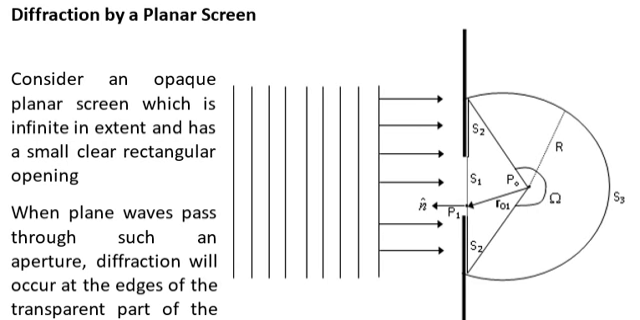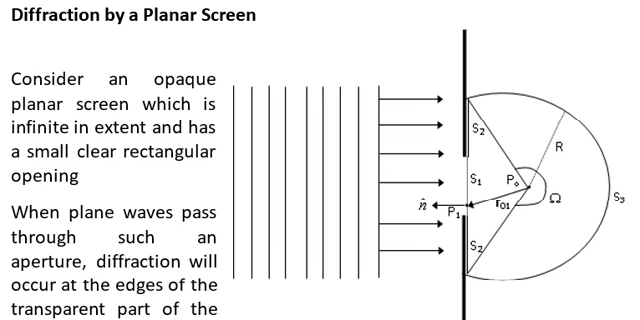And there is another hypothetical surface S3, which has a radius capital R, and the curvature is centered at the point P0. This omega is actually the solid angle that the surface S3 is projecting at the point P0.